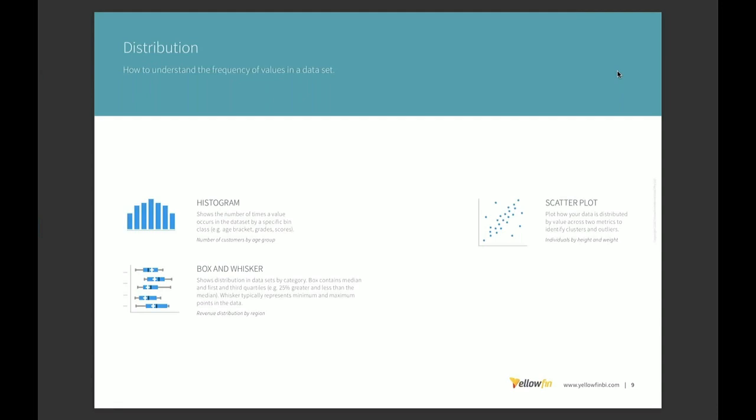And again, we have a scatter plot. A scatter plot isn't exclusively for correlation. It can be used to show distribution and especially helpful in identifying clusters and outliers.